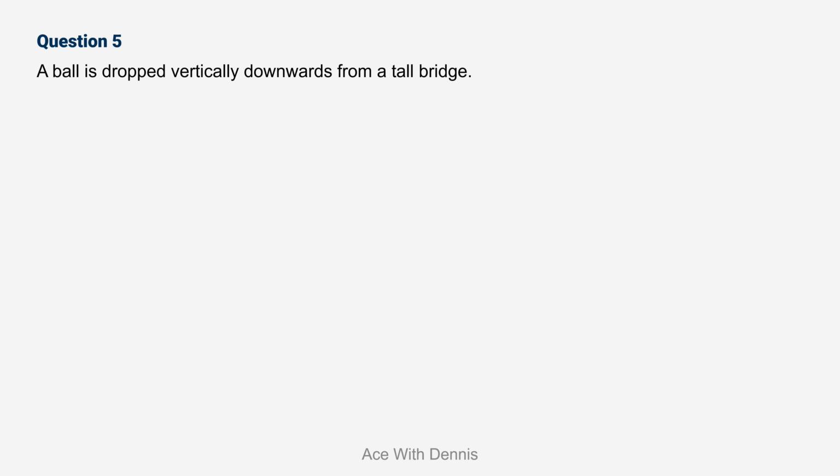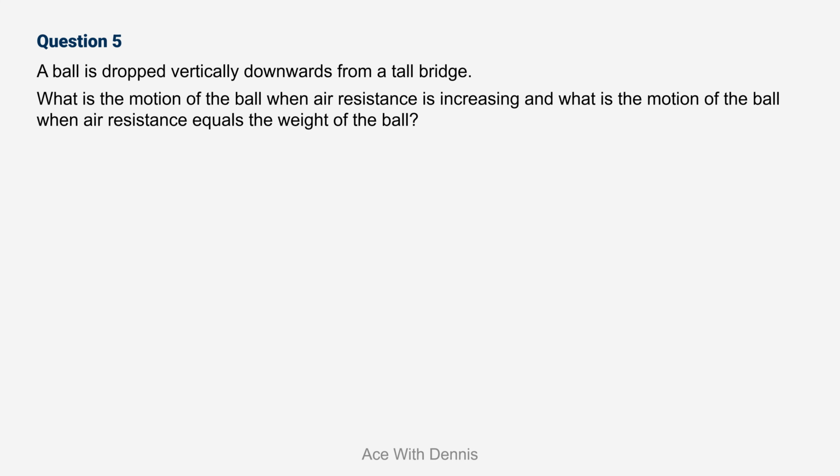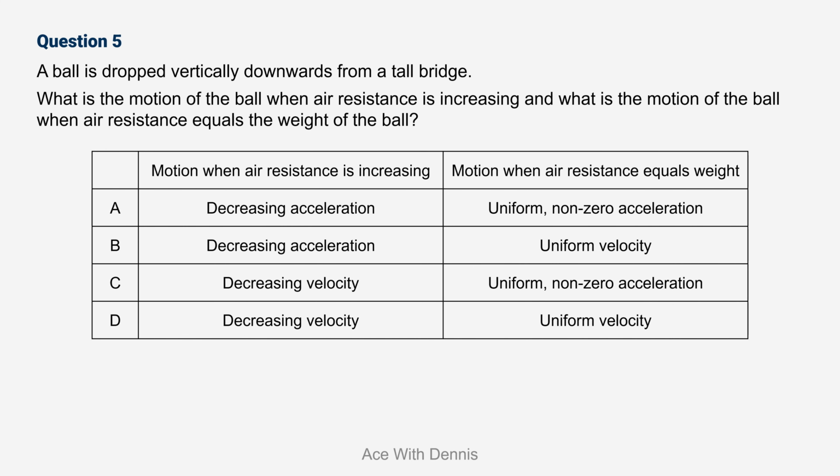Question 5. A ball is dropped vertically downwards from a tall bridge. What is the motion of the ball when air resistance is increasing, and what is the motion of the ball when air resistance equals the weight of the ball? Here are a few options. The first column is motion when air resistance is increasing, and the second column is motion when air resistance equals weight. Option A, decreasing acceleration, uniform non-zero acceleration.